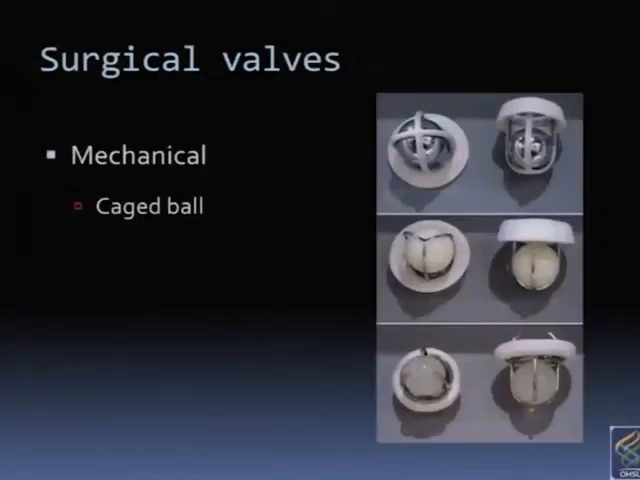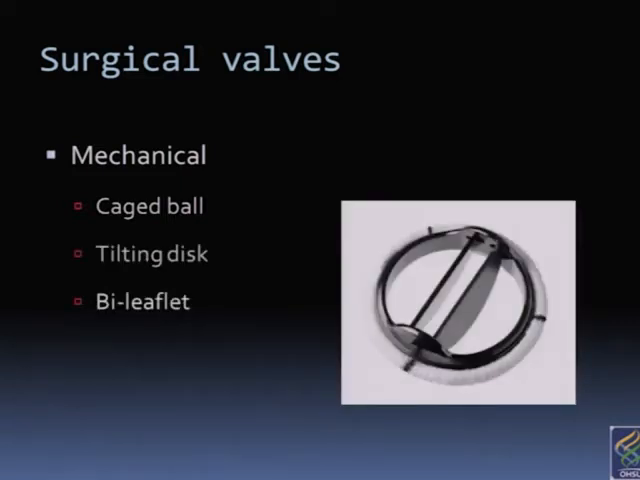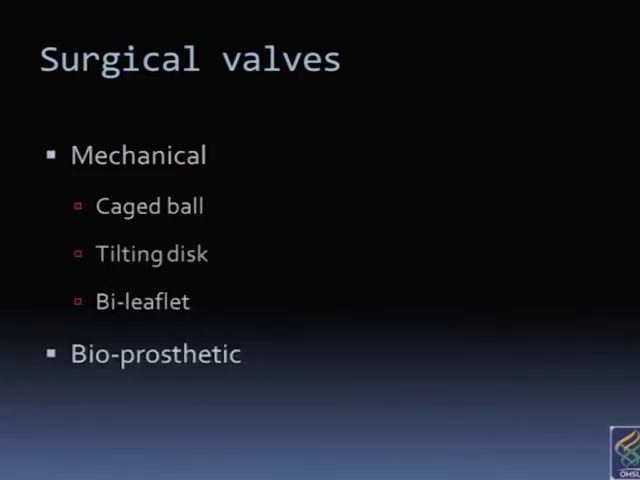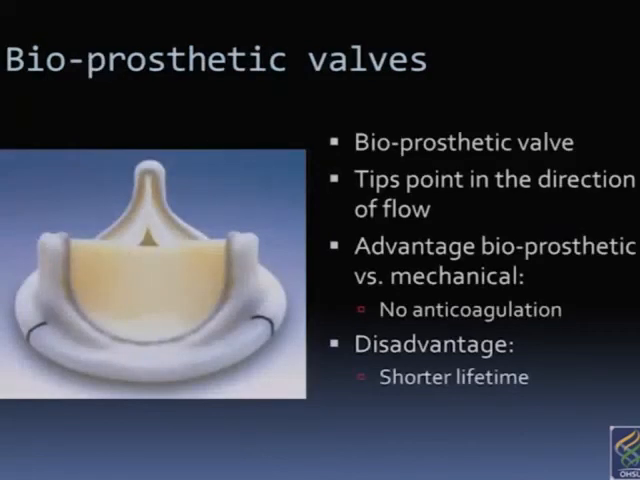I will not touch much on the surgical valves because we're all very familiar with the different devices, and it has been nicely described by one of our prior speakers. There's the mechanical valve, the cage ball, we're all familiar, the bileaflet valve, and I will focus more on the bioprosthetic valves. The advantage of the bioprosthetic valves is that the patient will not require anticoagulation. The disadvantage, however, is that they have a much shorter lifetime.